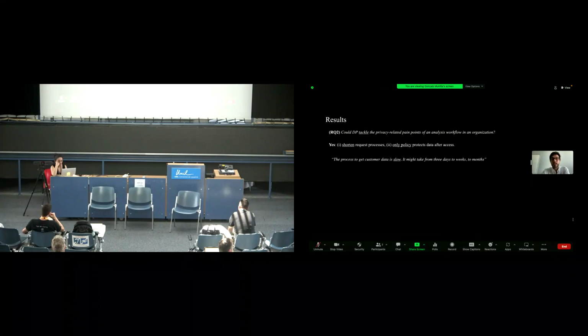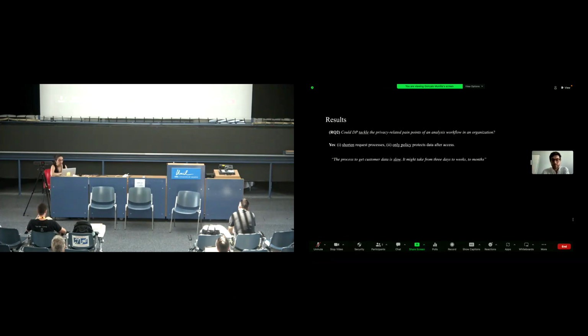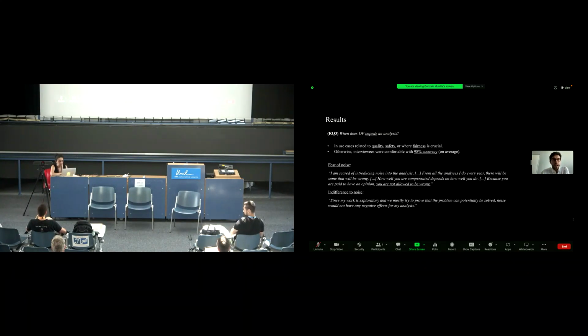And also something that is interesting is at the end of the process, where once you get access to data, only policy protects it. There are very few restrictions on the analyst to download the data locally and then export it to another external drive or take pictures of the data, for example. So at some point, only policy protects it, and differential privacy could add that layer that is missing.